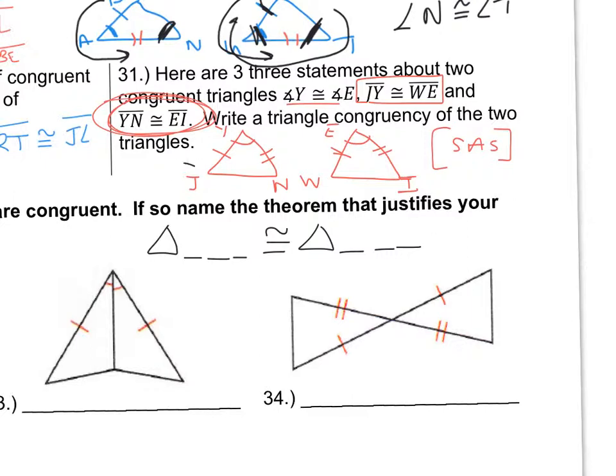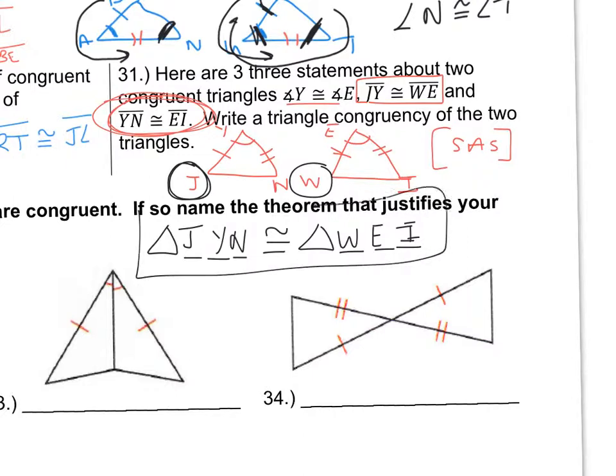So now I'm just going to randomly start over here at point J and call this one J. I'm going to go up to Y and come back to N. If I start there, I must start here. JW matches. Y matches with E, and I matches with N. There we have our triangle statement.